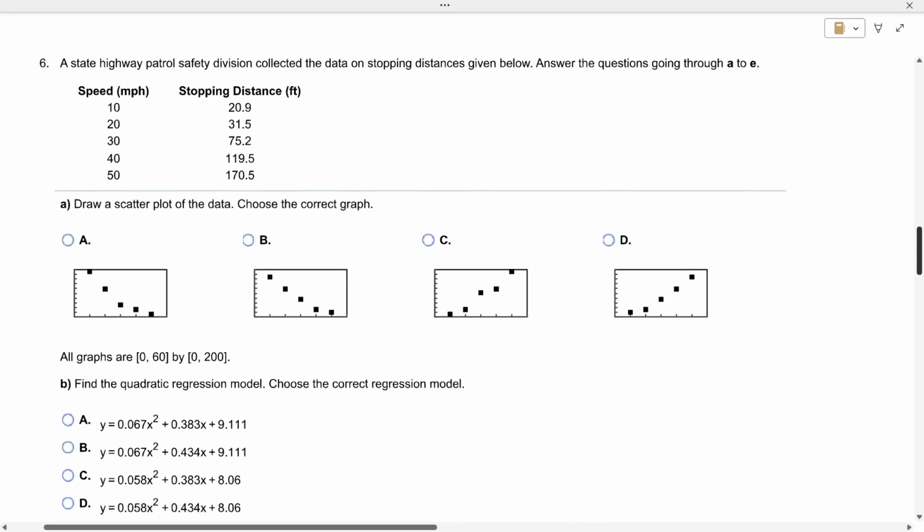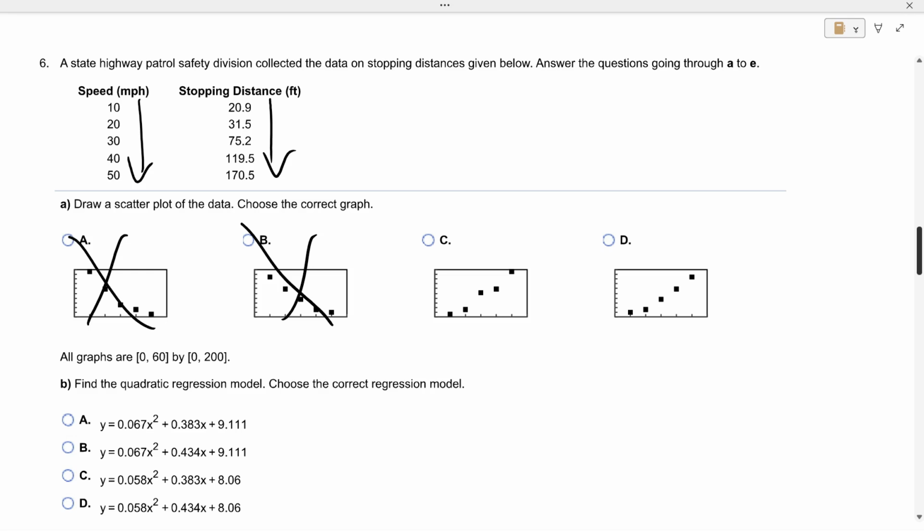The State Highway Patrol gathered data on speed and stopping distance. What's the scatter plot going to look like? 10, 20.9, 20, 31.5, 30, 75.2. Is it A or B? No. The higher this number is, the higher this number is. So it's going up. 10, 20.9, 20, 30.